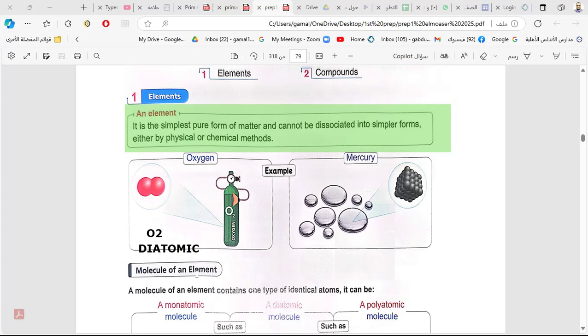We have here mercury, Hg. This is mercury. It consists of 1 atom only. This molecule is called monoatomic, because it consists of 1 atom only.